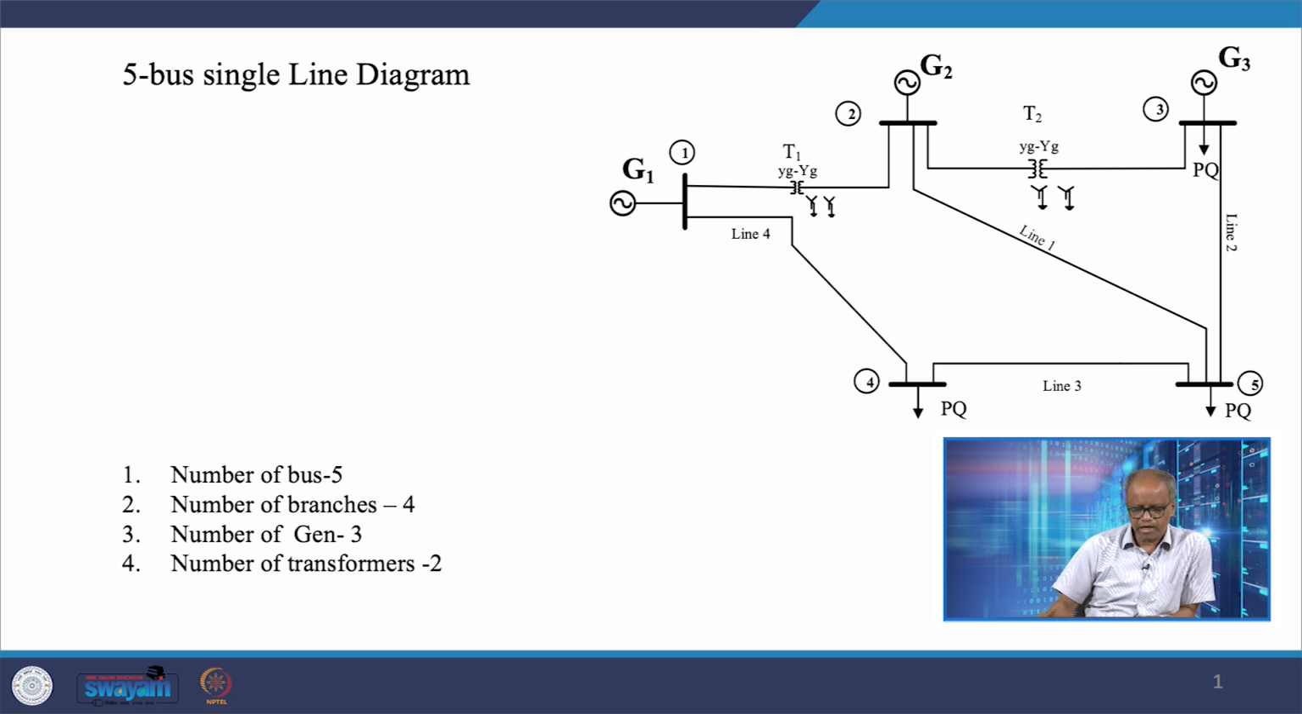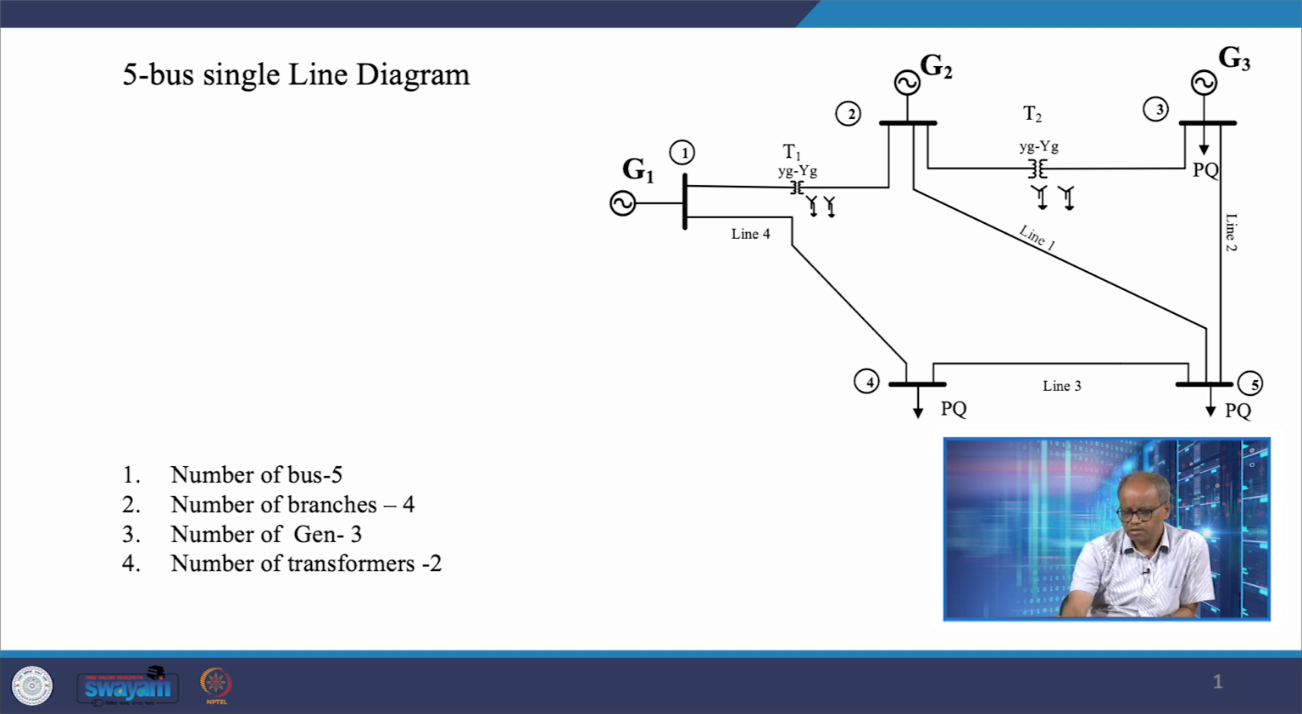So let's look at a 5 bus single line diagram. Essentially there are 5 buses: bus 1, bus 2, bus 3, bus 4 and bus 5. Please note all these buses are 3-phase buses, and all these lines are 3-phase lines. At bus 1, bus 2 and bus 3 there are 3 generators connected. You see there are 3 generator symbols. Bus 4 and bus 5 are PQ buses, where we have some loads.